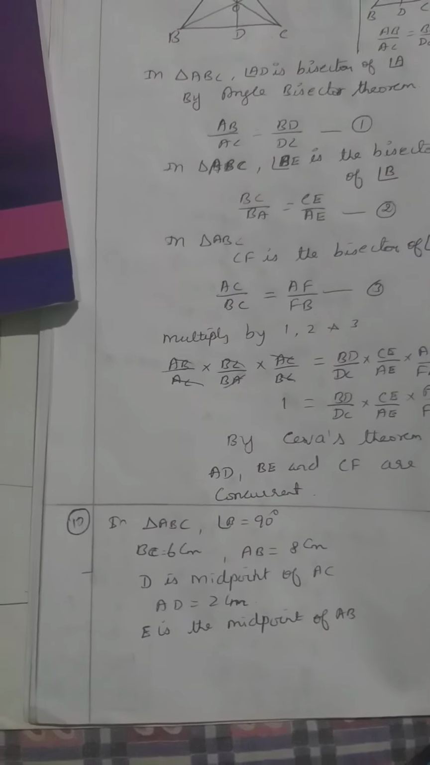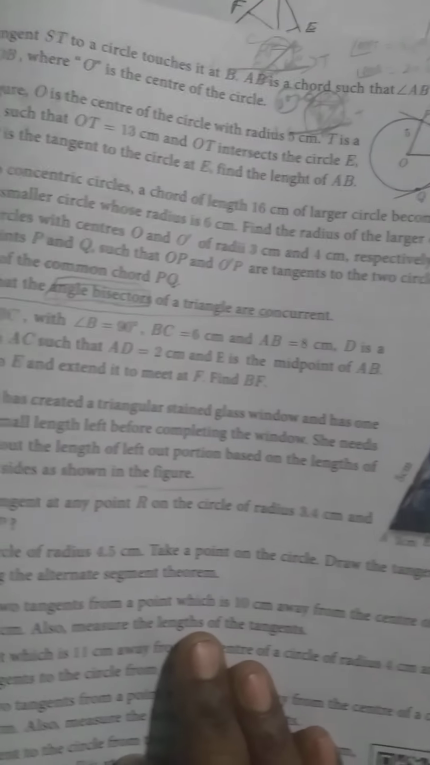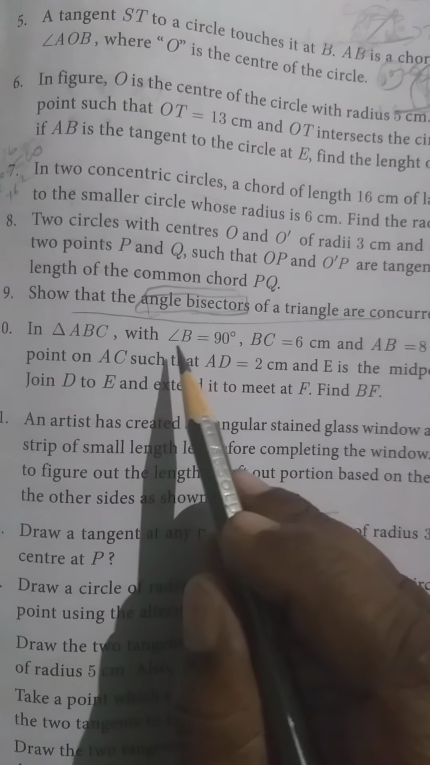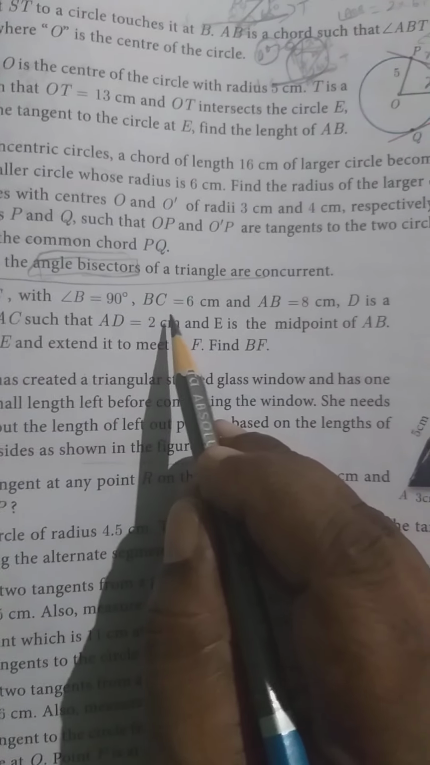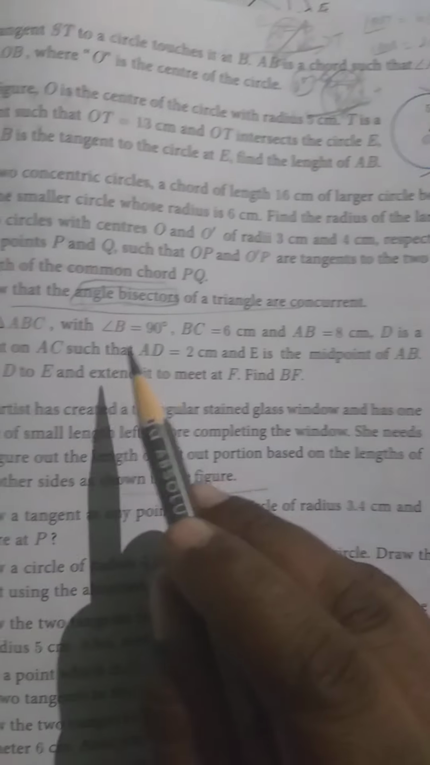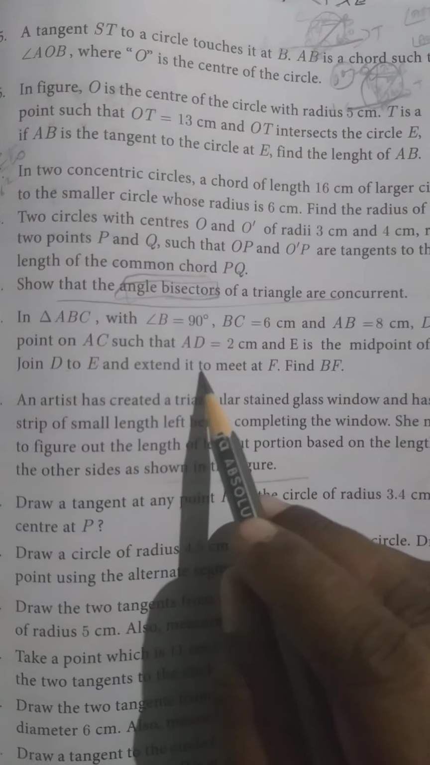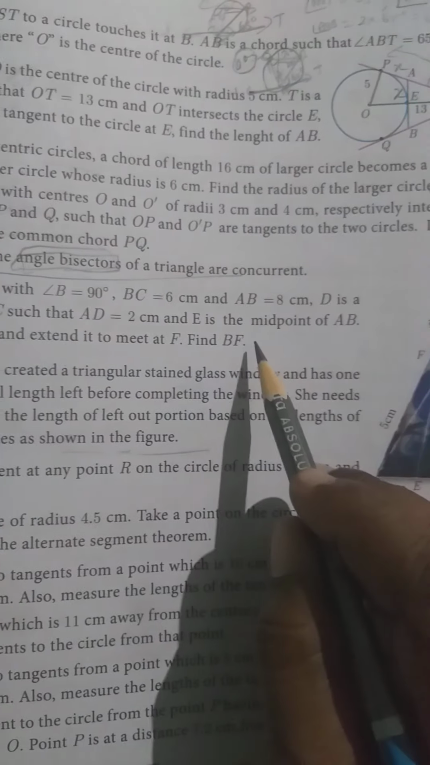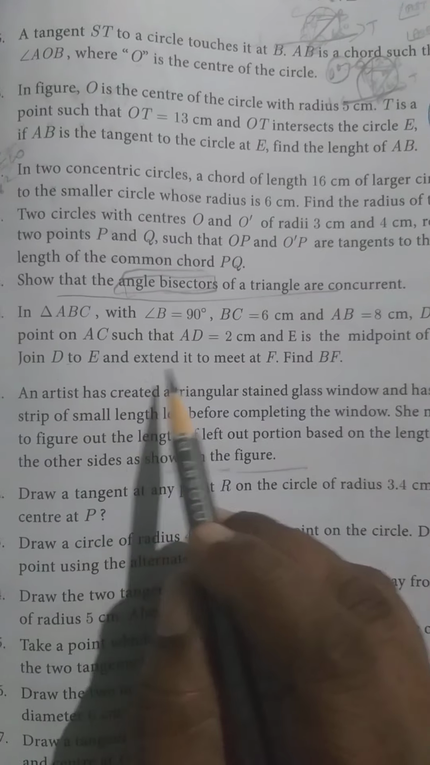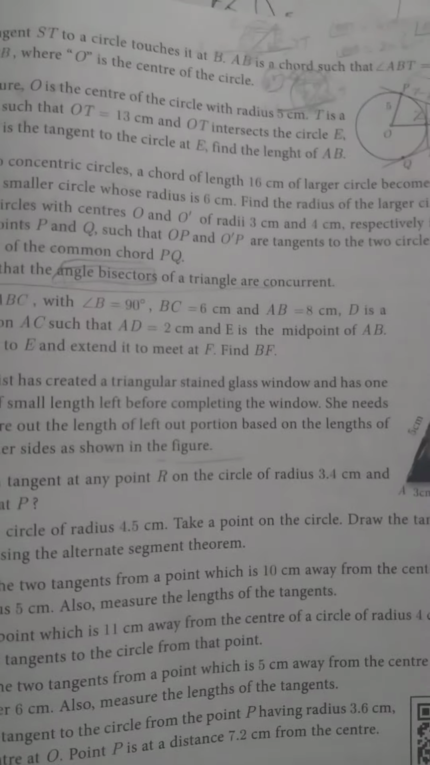Next I take the 10th one. Take the 11th one down as homework. In triangle ABC, angle B is 90 degrees, BC is 6 centimeters and AB is 8 centimeters. D is a point on AC such that AD is 2 centimeters, and E is the midpoint of AB. Join D to E and extend it to meet at F. Find BF.